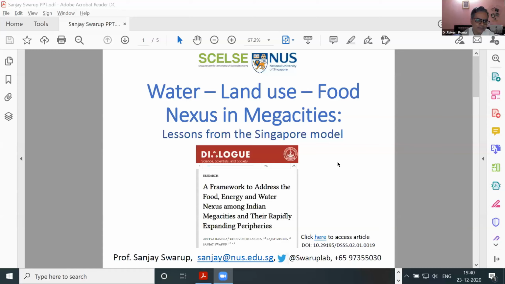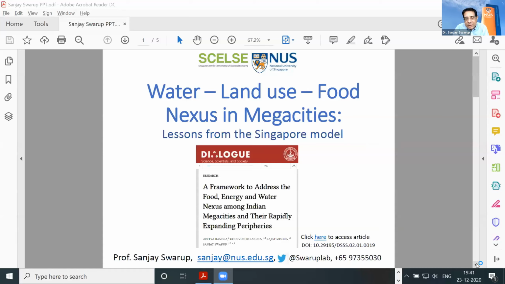And as Srikanji already said, we have to maintain the time so that other speakers also are able to speak. Please go ahead. So thank you, Dr. Rakesh Kumar, and thank you to the organizers for giving me this opportunity to share this platform with very distinguished people, and especially Dr. Kakodkar. We just heard a very inspiring format that is very appropriate for the linkages between cities and villages, right?